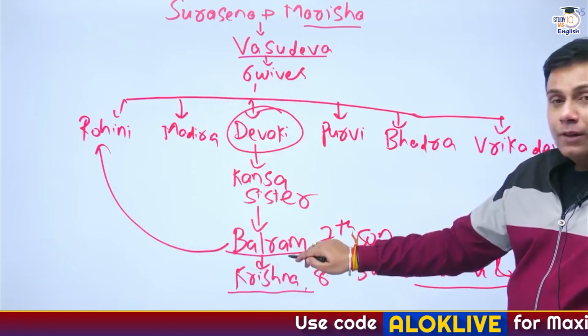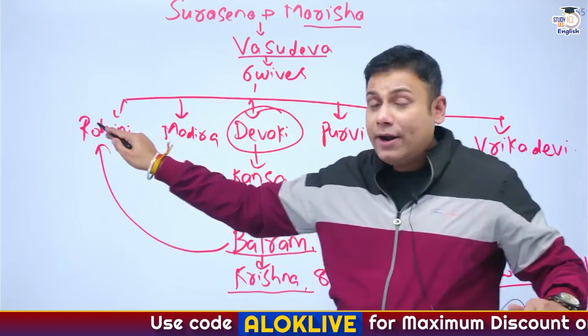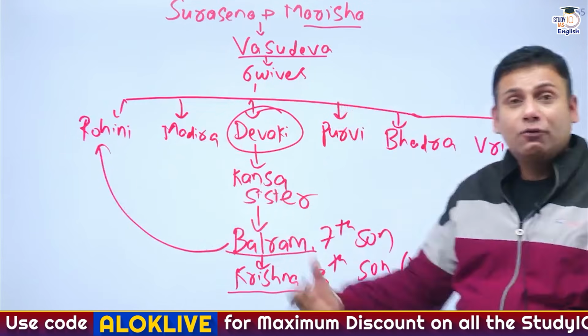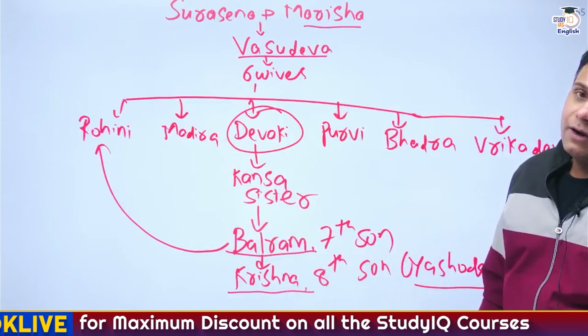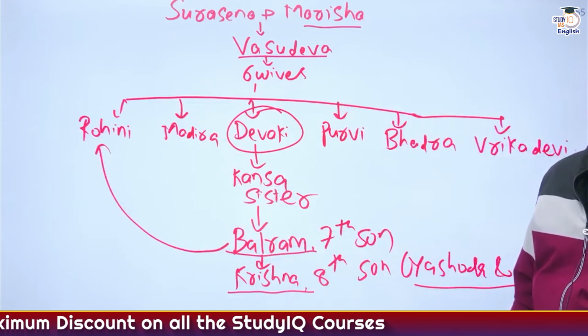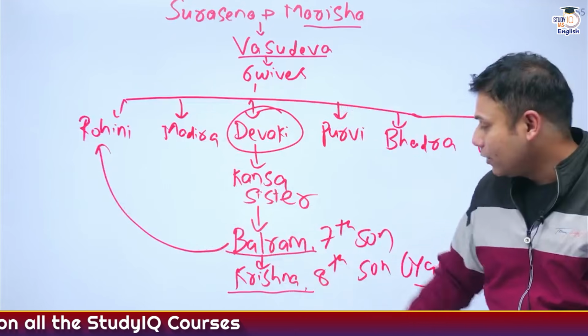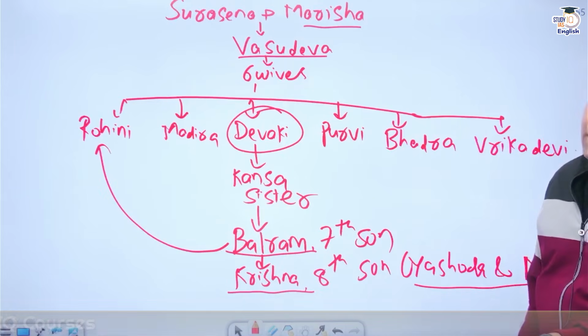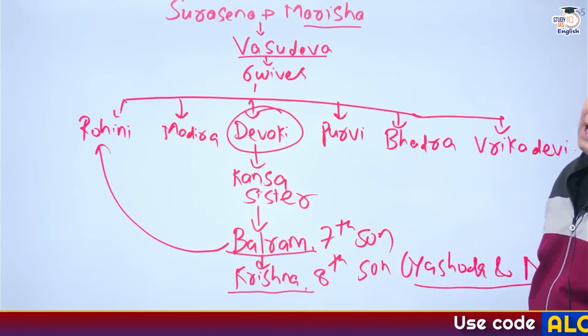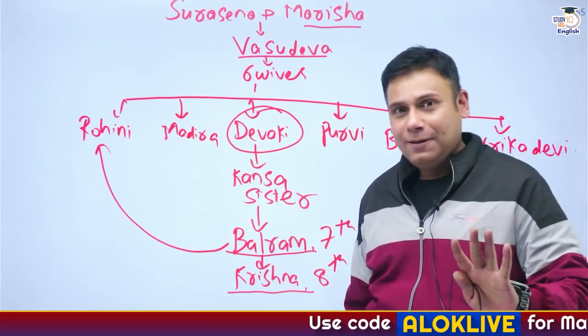For the 7th child, the womb of Devaki was transferred to Rohini with the blessings of whom? Devi Kali. And she delivered a boy named Balramji. The 8th child, Lord Krishna, was born. And it is believed that he was given to Yashoda and Nanda. Clear?